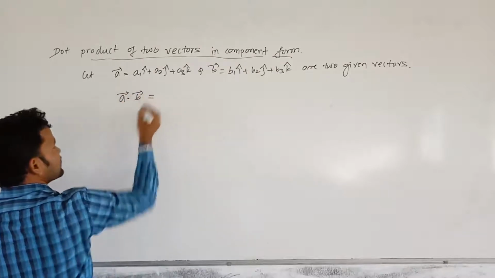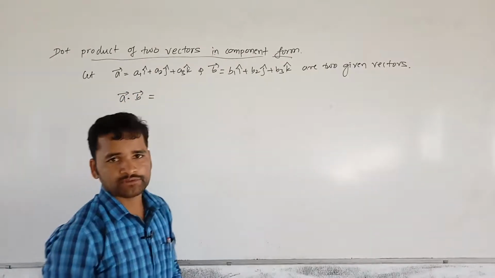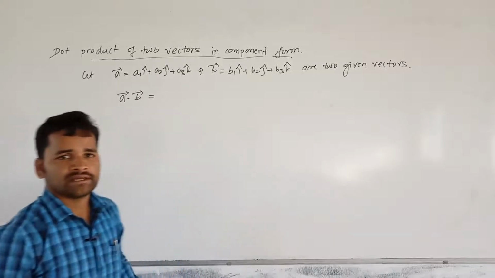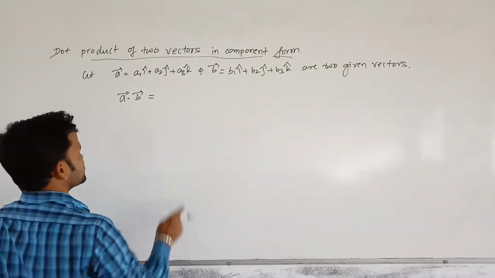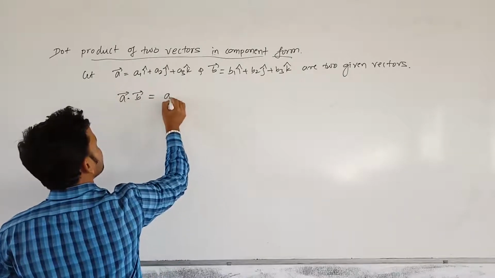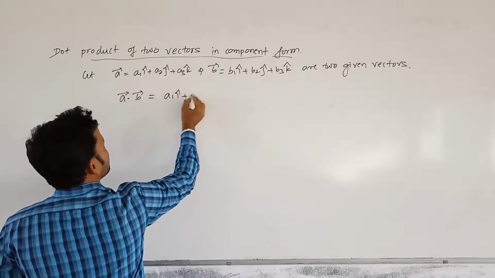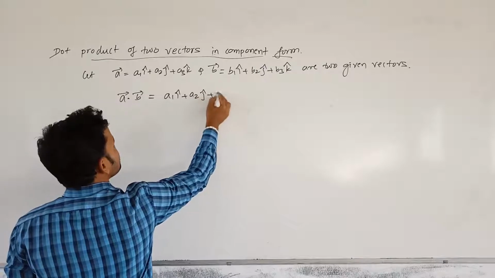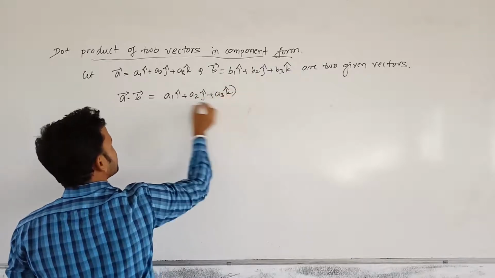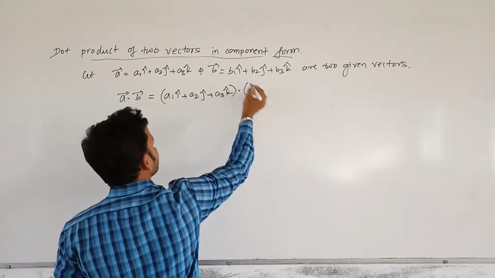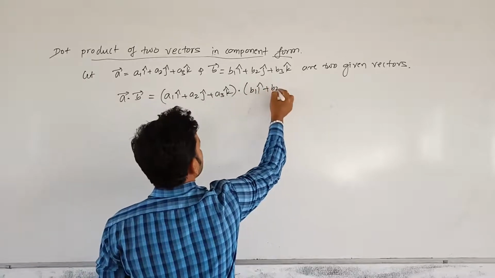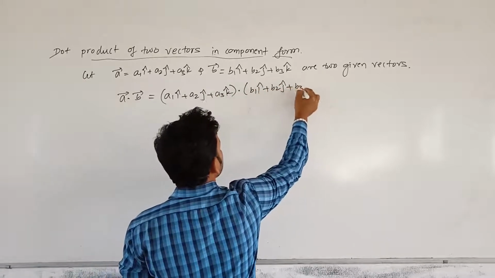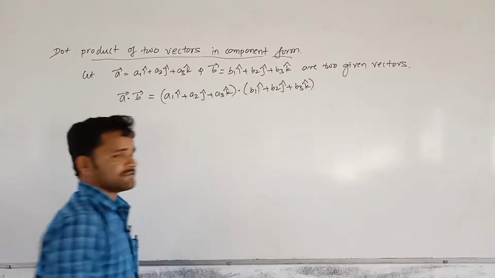What happens to the A dot B? We are going to find it. It is an important one, and we will use this many times. A dot B is equal to A1i plus A2j plus A3k, which is in dot product with the vector B, B1i plus B2j plus B3k.